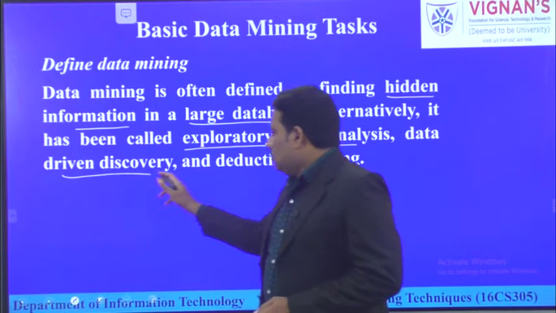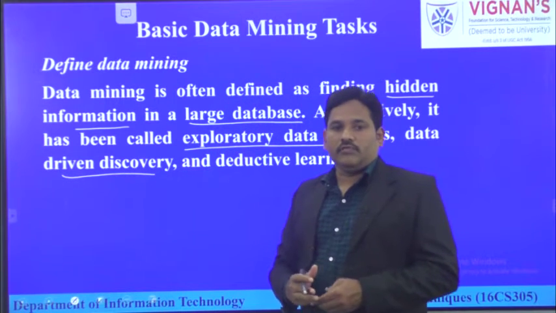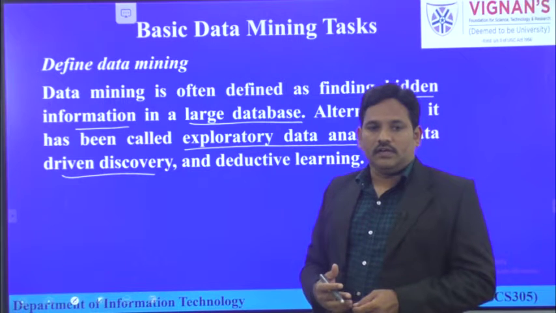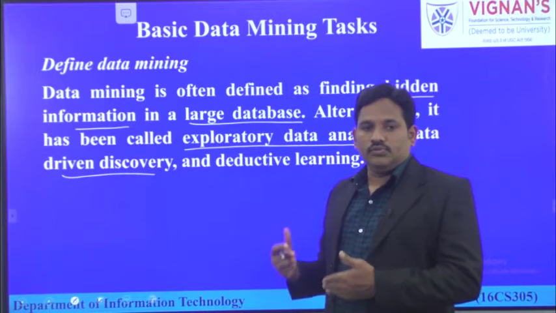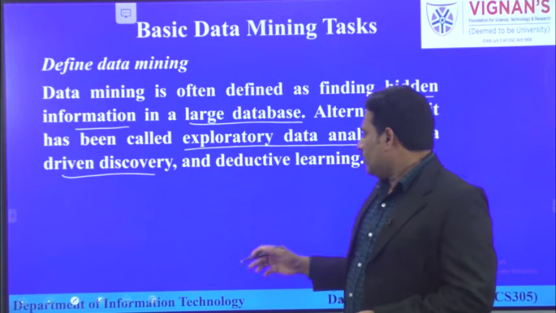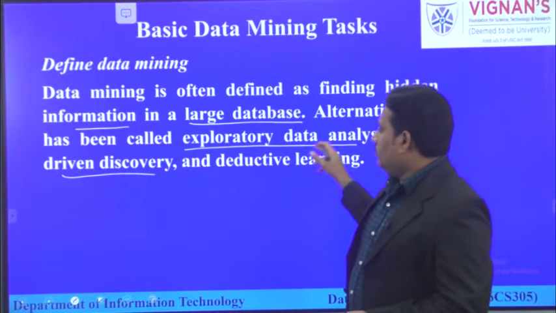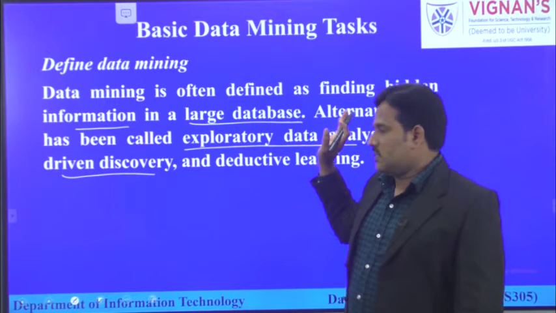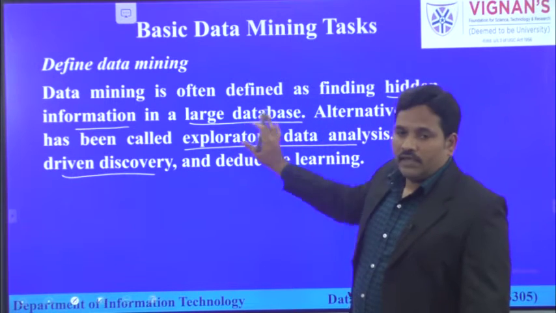That means from the input data you are taking, we want to find out hidden information of the data, so that hidden information can be used as knowledge, either in decision making or decision taking. So these are the few technical keywords we are going to use in defining data mining. Let's have a look at this data mining definition again.